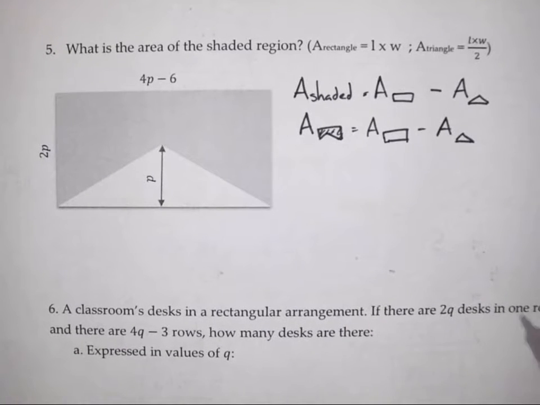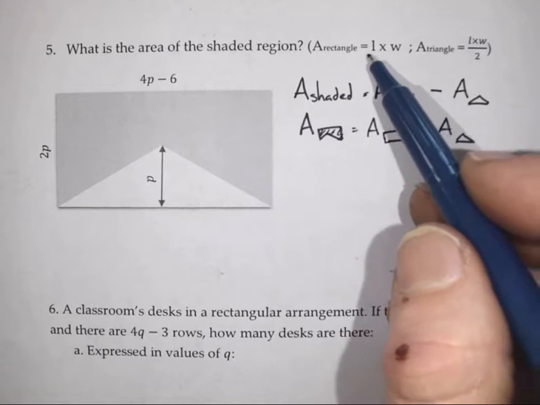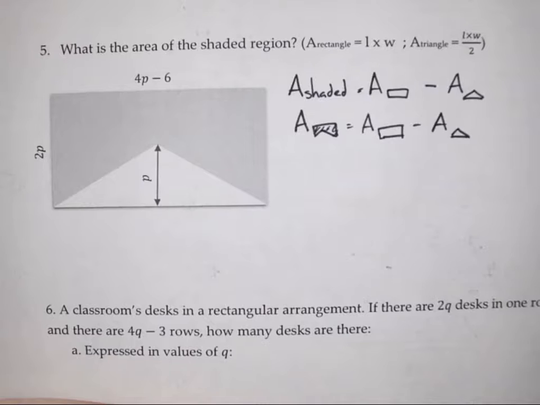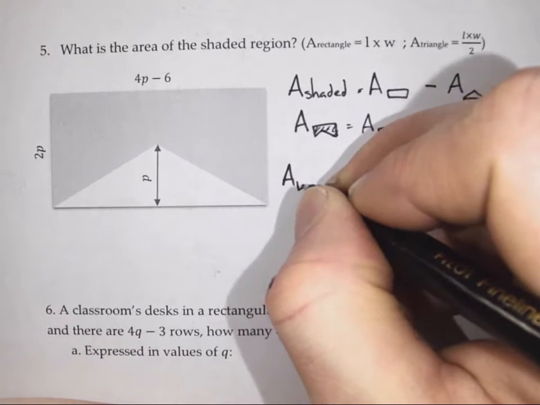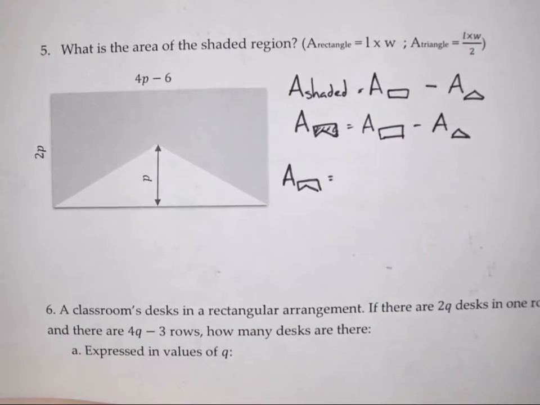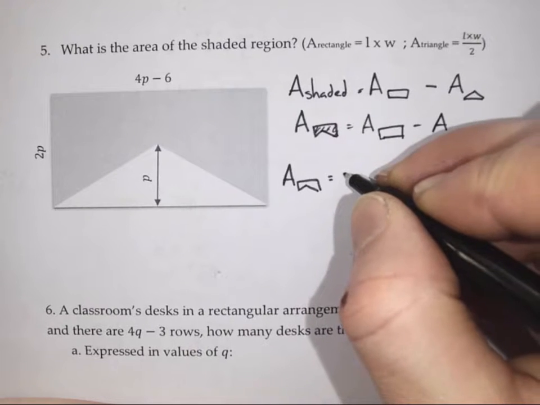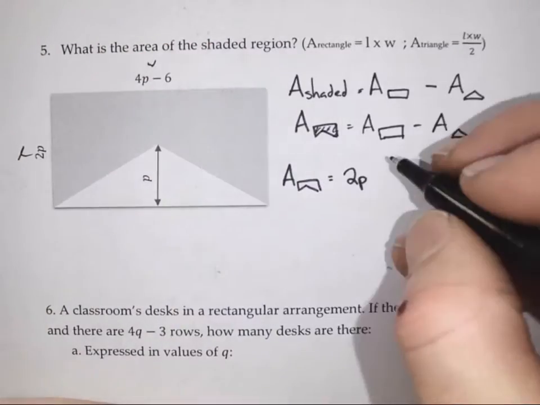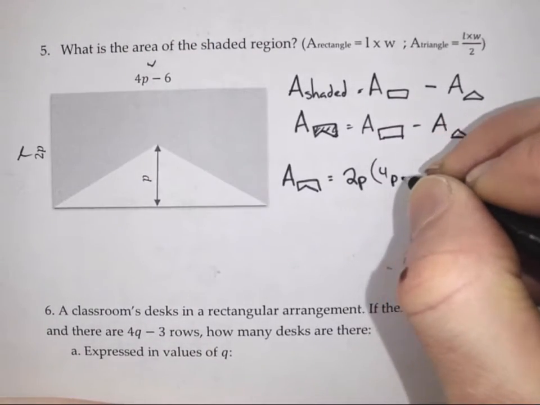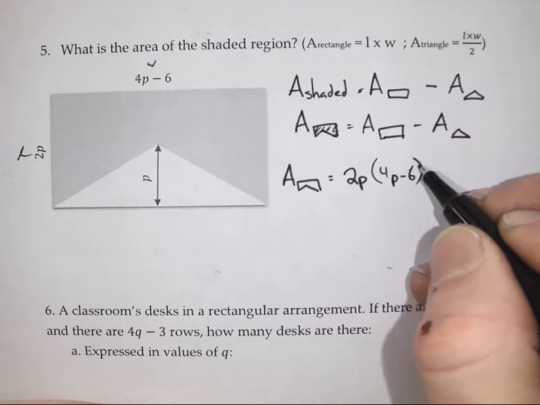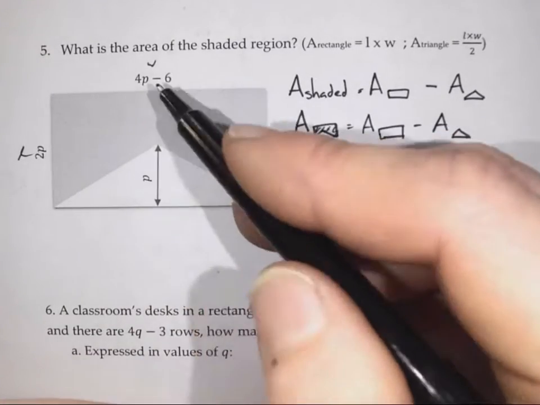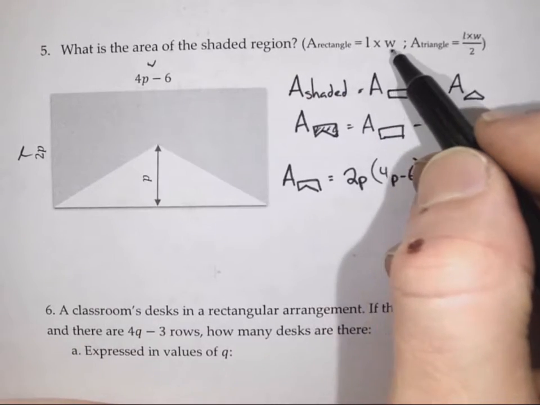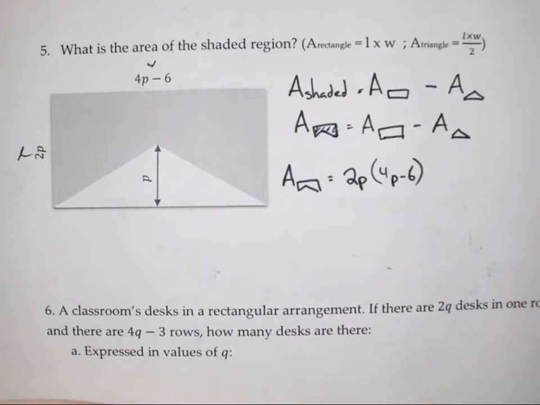All right, so I'm going to find the area of the rectangle first, which is going to be just the length times the width. So it's going to be 2p times 4p minus 6. So area of the shaded region is going to be 2p, that's the length of this guy, and that'll be the width, times 4p minus 6. And what's really important is the brackets here. I'm going to multiply that 2p by both of these values, not just one, because that itself is not the width. The length gets multiplied by the entire width, meaning both of the terms.